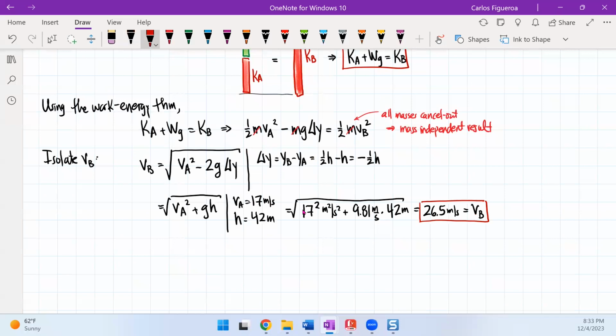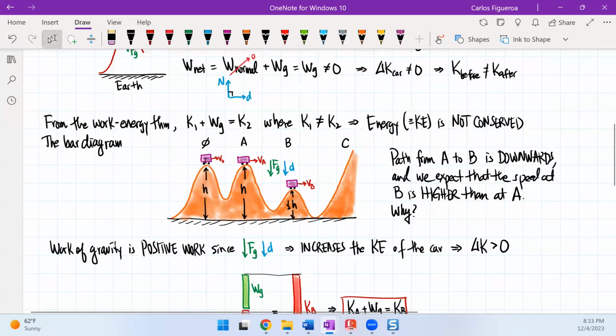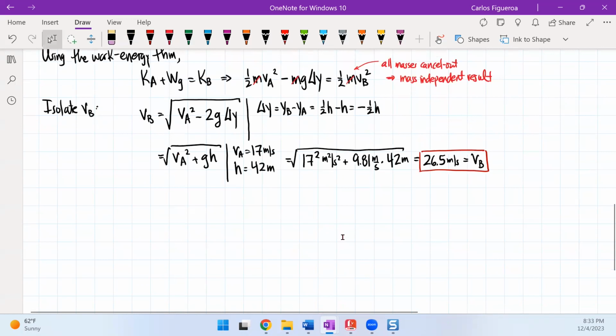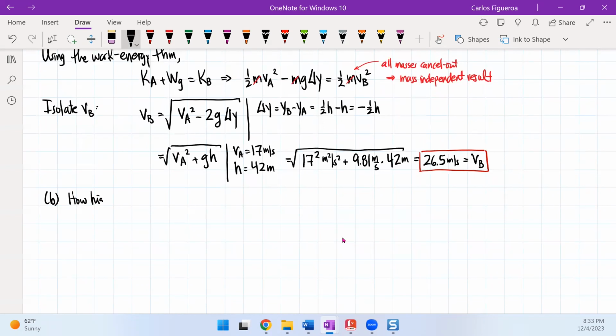So what caused the change in kinetic energy? It was the work done by gravity. Now, if I come up here and I copy this, what I'm going to see here is question B is asking how high will the car go up the last hill?